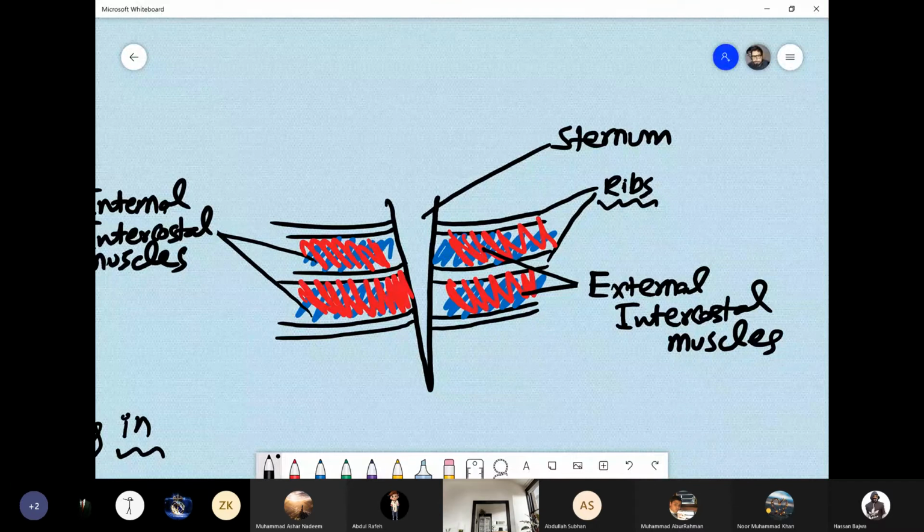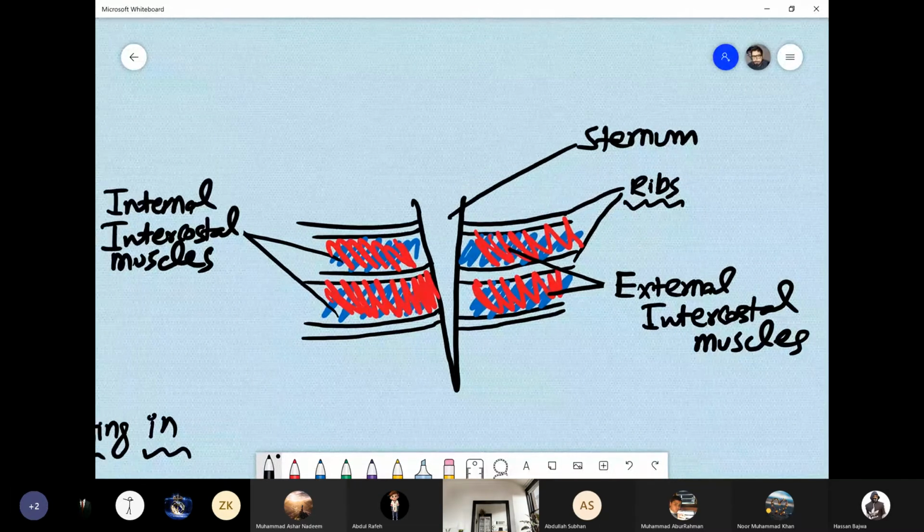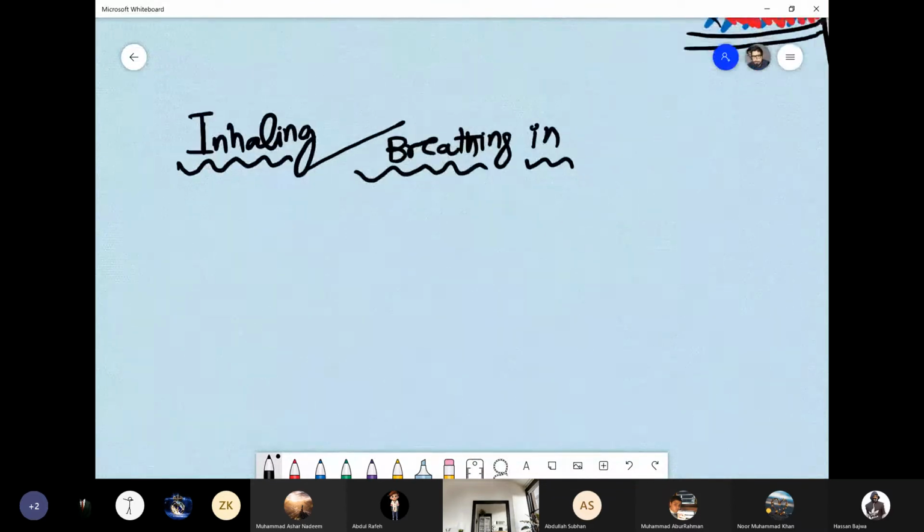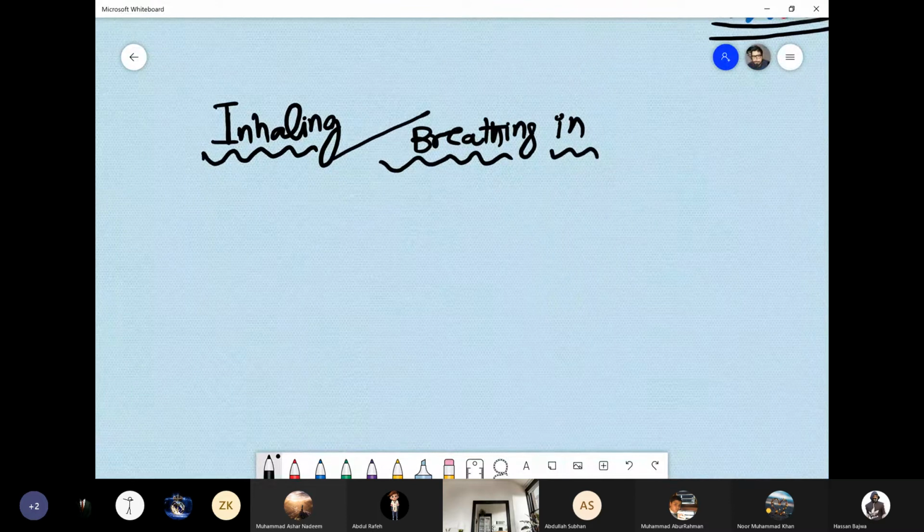Did you guys understand, boys, about these rib muscles? Yes, sir. Right? So the muscles present in between the ribs are called intercostal muscles, and there are two types. The ones on the inner side are called internal intercostal muscles, and the ones on the outer side are called external intercostal muscles. Now these muscles have a very important role in breathing in and breathing out, or inhaling and exhaling.